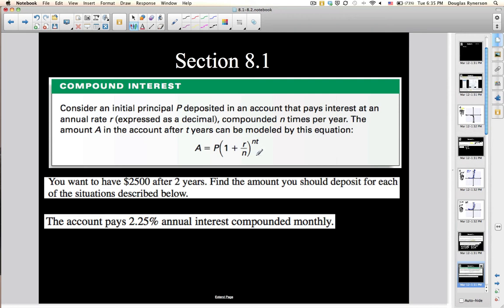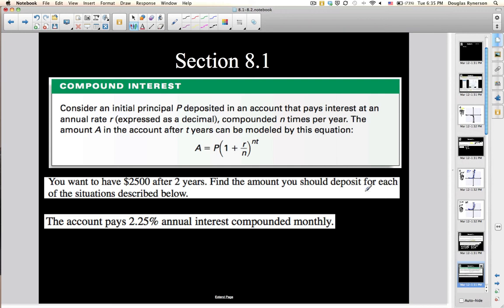So sometimes interest is compounded daily, weekly, monthly, quarterly, or annually. Each different situation is going to yield a slightly different result. So t is still time. If I want to write a model here, I want to have $2,500 after 2 years. So this is the A value, the amount I'm going to finish with. This is the amount I want to have at the end of 2 years.